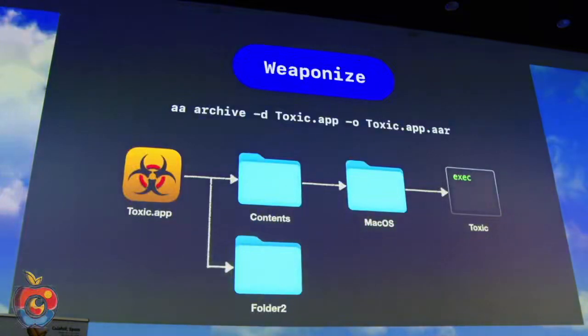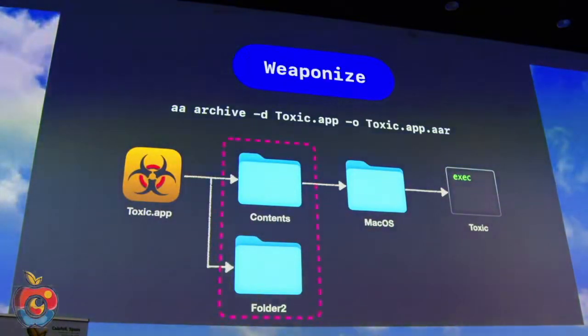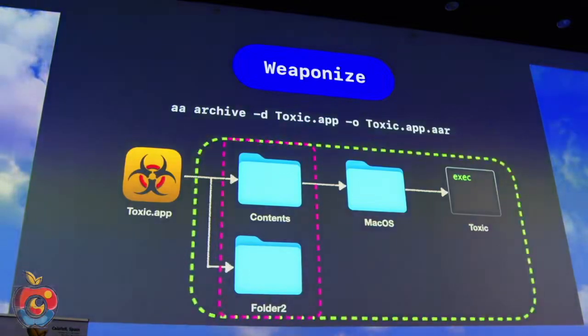So in our exploit, we have an application named toxic.app. We need to ensure that all the conditions for exploitation are satisfied in order to bypass Gatekeeper. So again, there should be 2 or more files or folders. Again, we have the contents. We'll add an additional arbitrary file named folder2. And next, we want to archive the contents within our application.